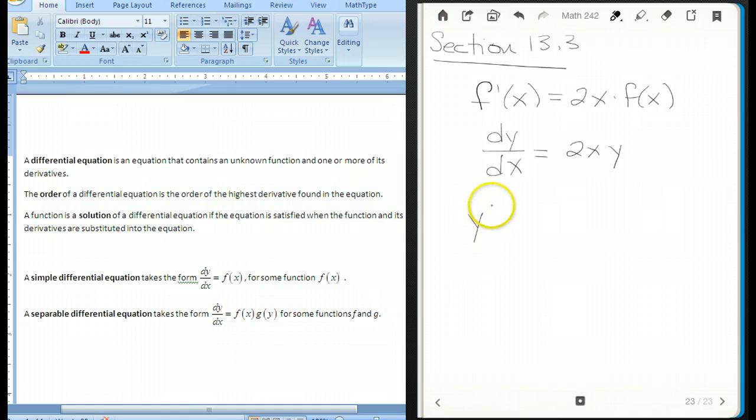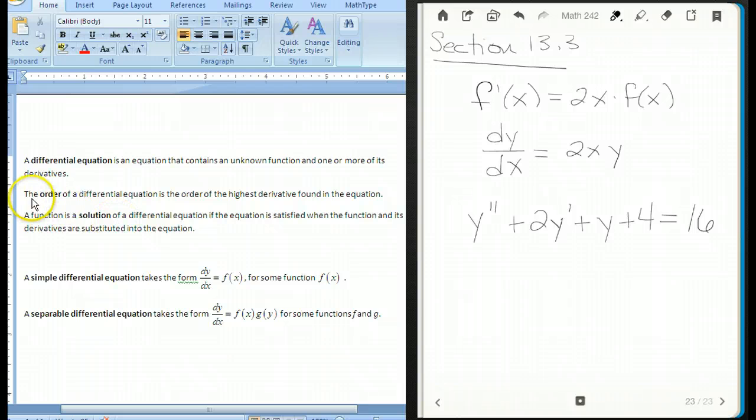You could have something like y double prime, the second derivative, plus 2y prime plus y plus 4 equals 16 or something. That's an equation. It involves a function here, y, which would be a function of x maybe, and some of its derivatives. These are all different examples of differential equations, and what we'd like to do is categorize them or be able to tell how they're different.